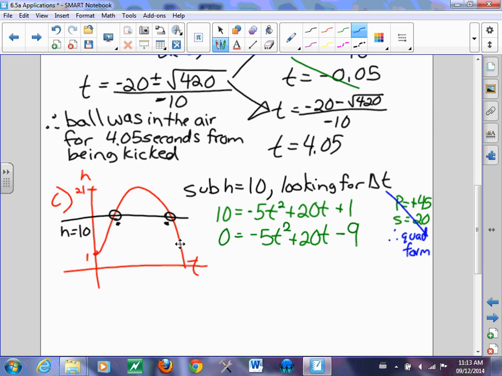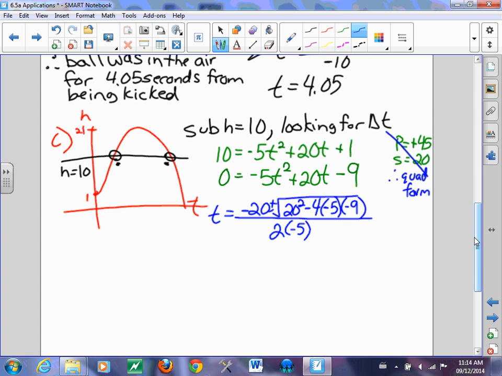Plug it into the quadratic formula, folks. We get t equals negative 20 plus or minus the square root of 20 squared minus 4 times a times c, all divided by 2 times a. On the home stretch here, guys. We can do this. Get your calculators out. Plug her in. You're going to have negative 20 plus or minus the square root of 220, all divided by negative 10. Now we're going to break it into its 2 cases.